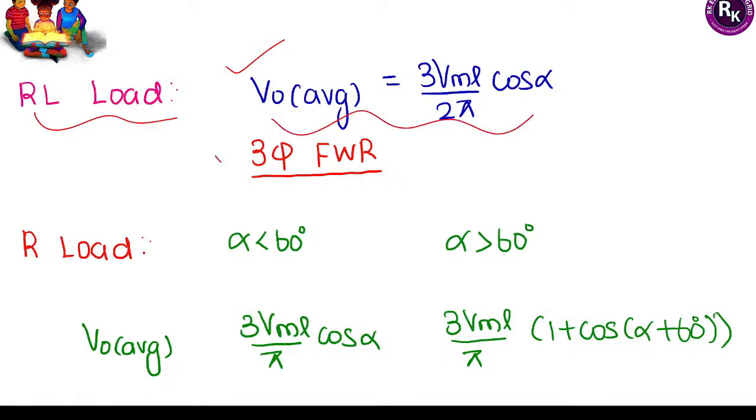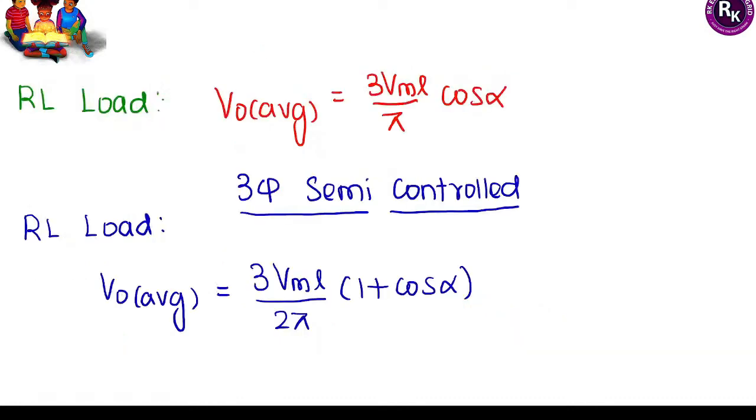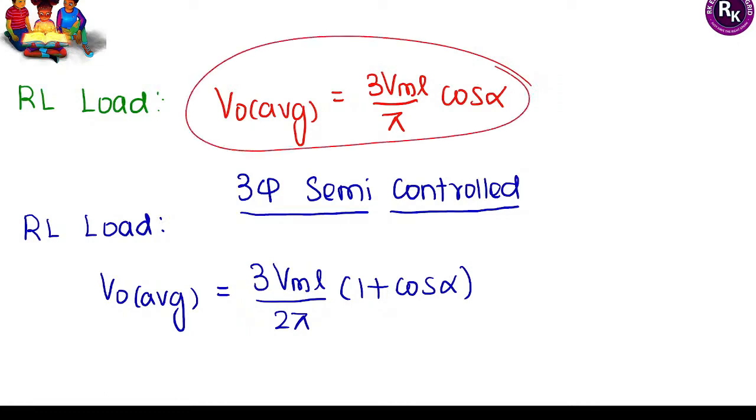Let us discuss the three-phase full wave rectifier. This is the formula. In the three-phase full wave rectifier, once again for R load, we have alpha less than 60 and alpha greater than 60. When alpha is less than 60, this is the V naught average formula; for alpha greater than 60, this is the V naught average formula. Once again, this is only for R load. Next, for RL load, the one and only formula is 3 VmL by pi cos alpha for all values of alpha.